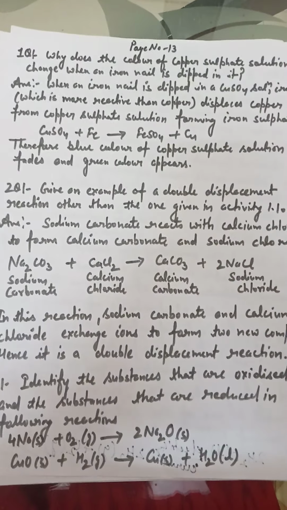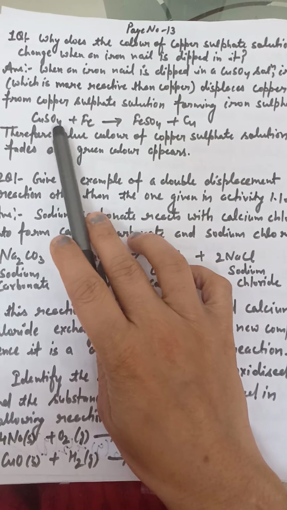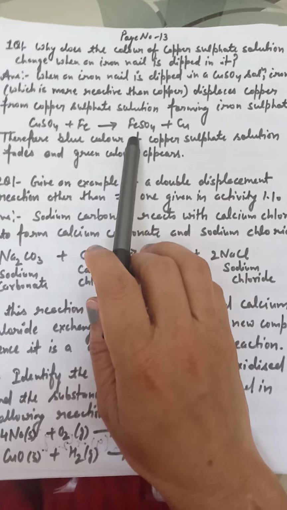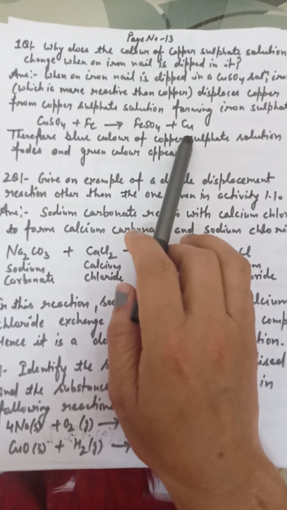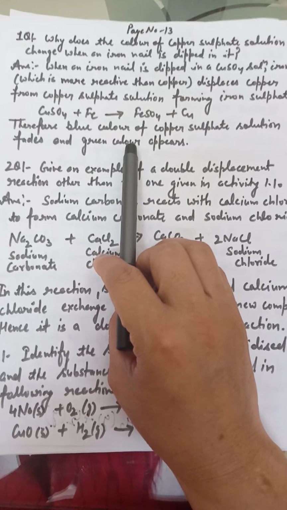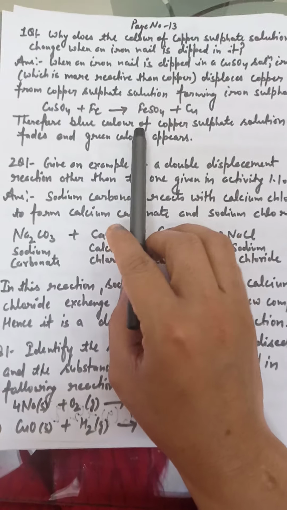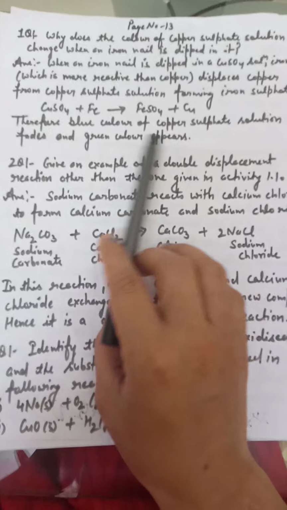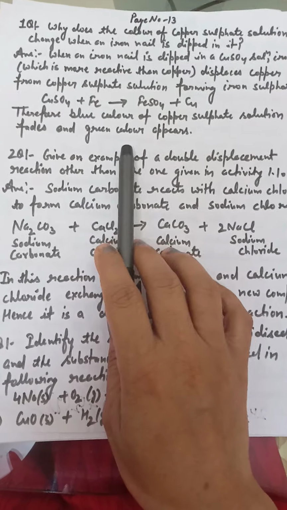And as we know, iron is more reactive than copper. Whenever iron reacts with CuSO4, since iron is more reactive than copper, iron displaces the copper and forms iron sulfate, that is ferrous sulfate, FeSO4, and copper is separated. Therefore, the blue color of the copper sulfate solution fades and it becomes greenish in color. So whenever the reaction takes place, this happens.